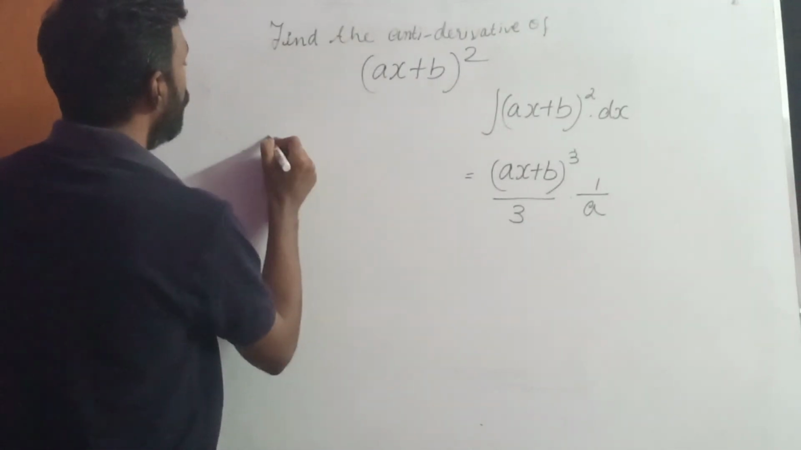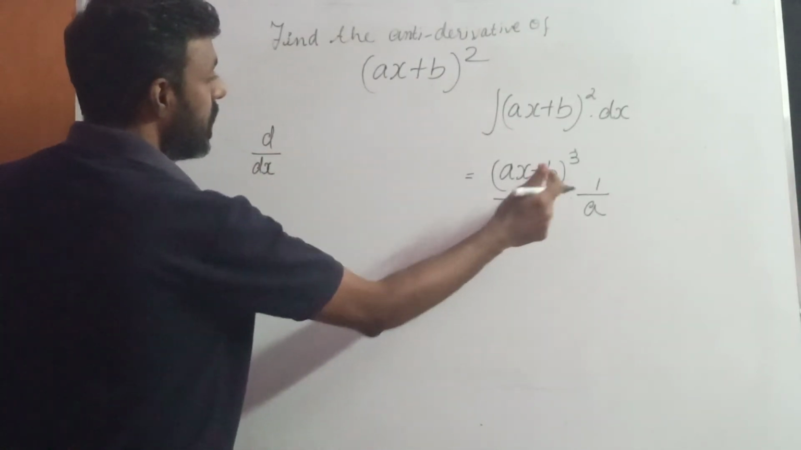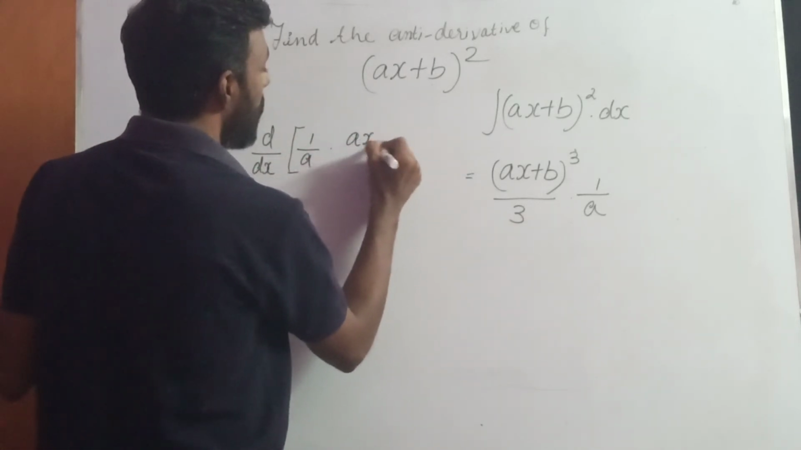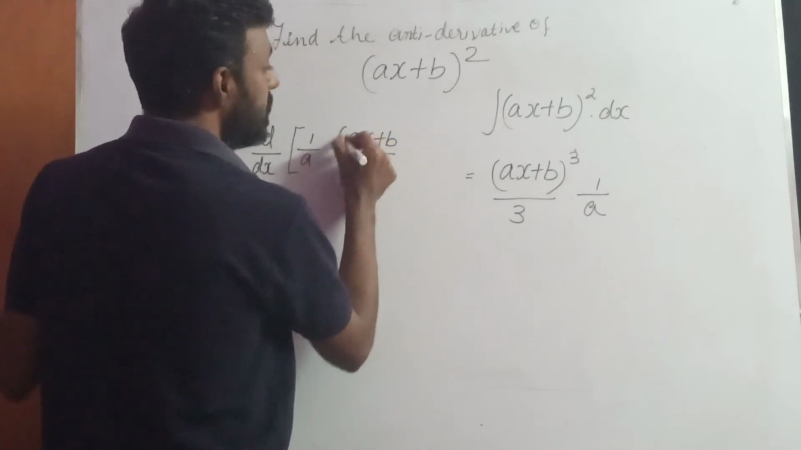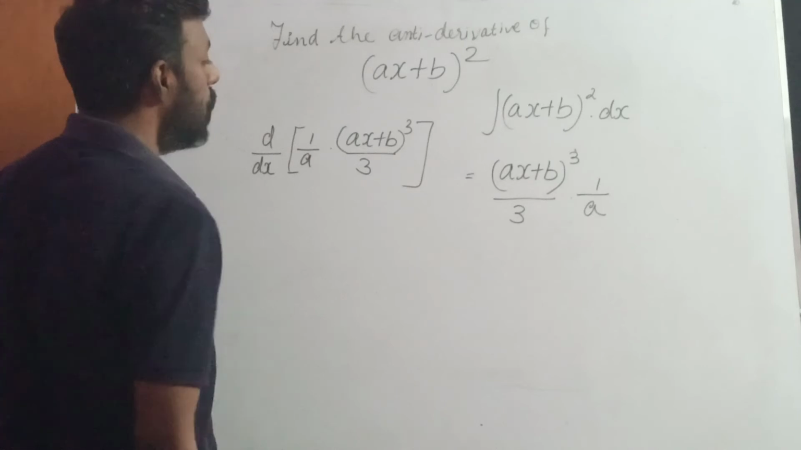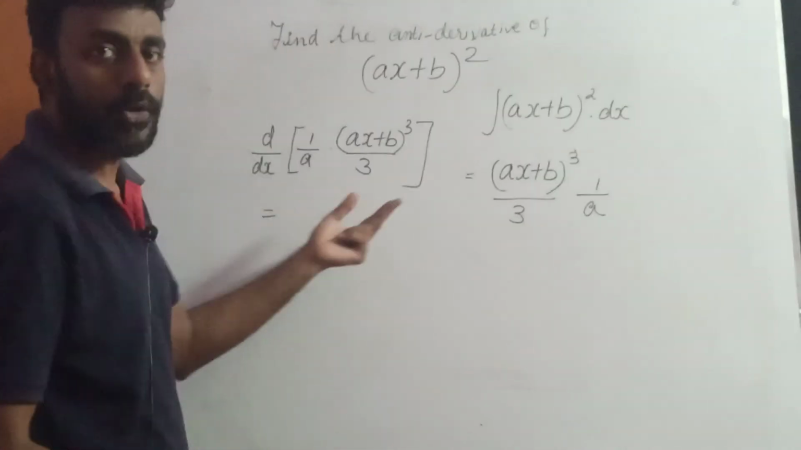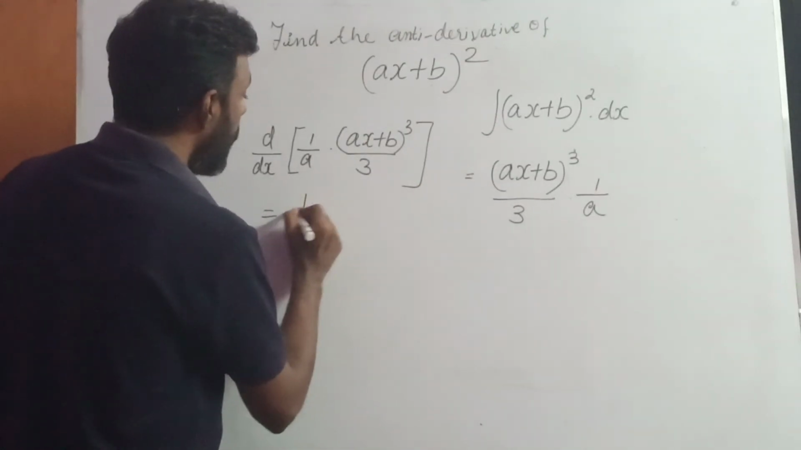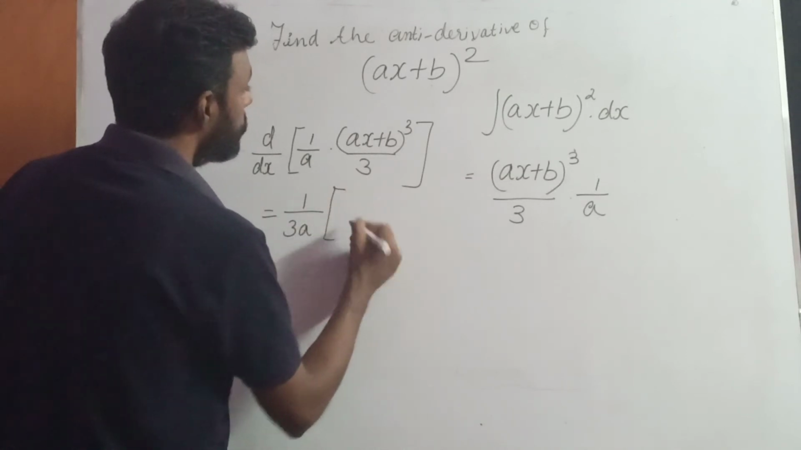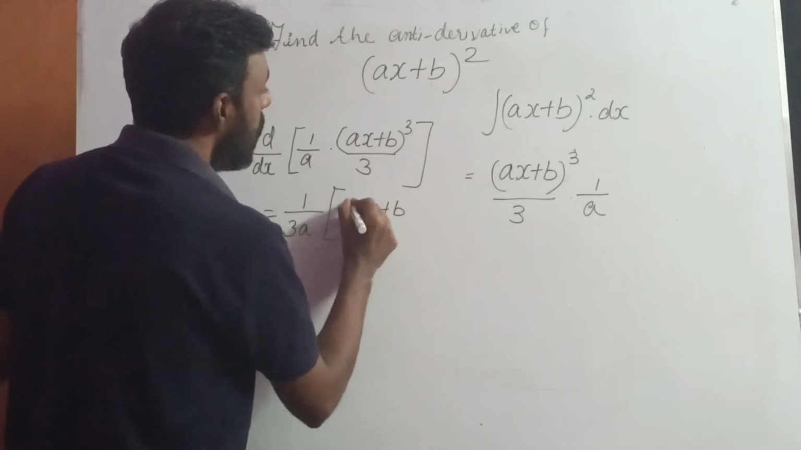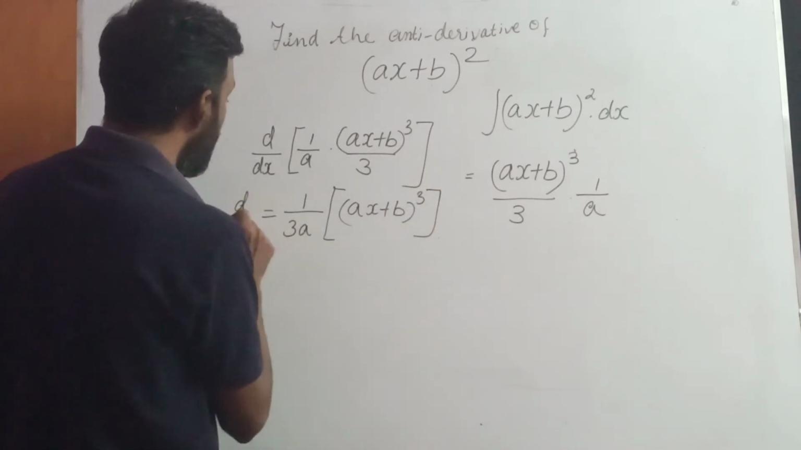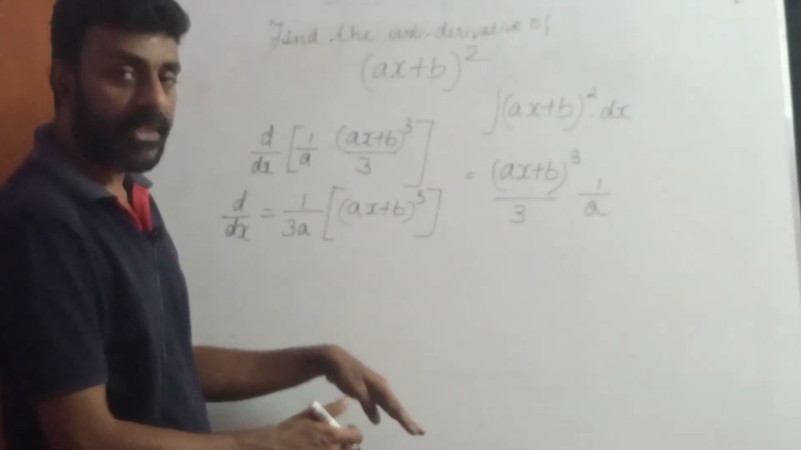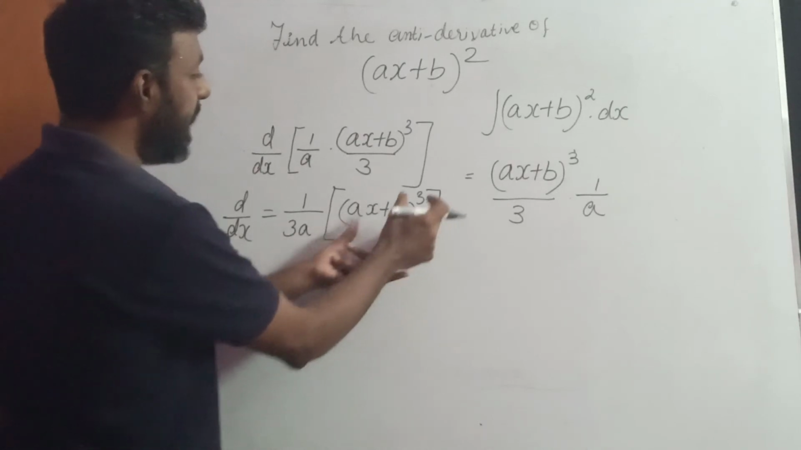So now I'm going to differentiate this term, d by dx of 1 by a into (ax plus b) whole cube by 3. What are the common terms? I need to bring them outside. It is 1 by a into 1 by 3, which is nothing but 1 divided by 3a, into (ax plus b) whole cube. That is dy by dx. Before doing differentiation, we need to do some adjustments so that we'll be able to get the required solution. So 1 by 3 into (ax plus b) whole cube.